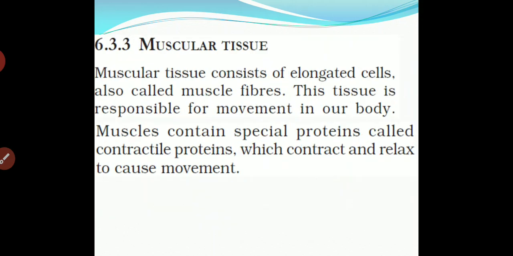Now the next is muscular tissue. Muscular tissue consists of elongated cells. In a muscular tissue there is a presence of long, elongated cells, and these are also called muscle fibers. The cells in muscle tissue have an elongated shape and size and are known as muscle fibers.